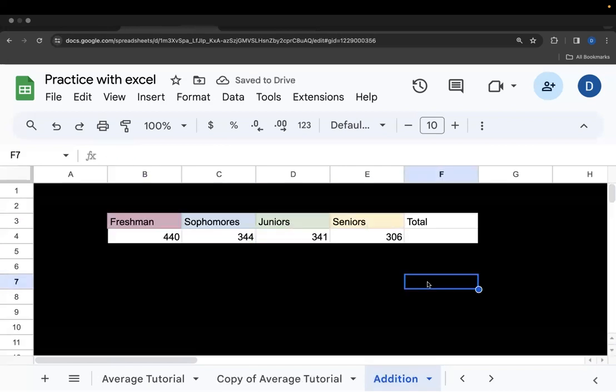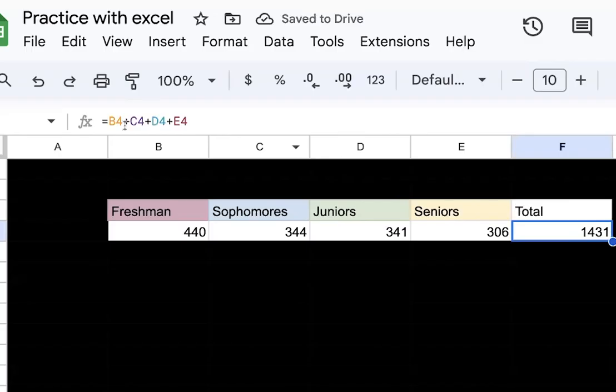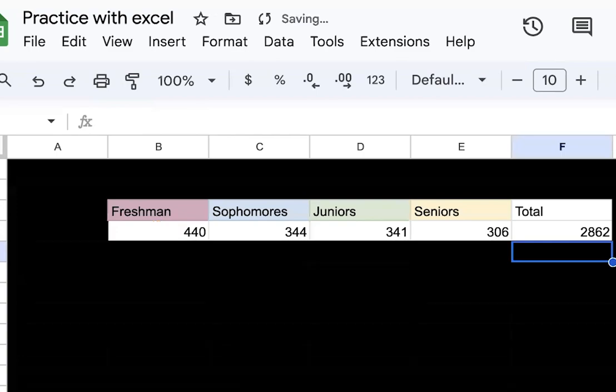These skills are very helpful when you move on to larger data sets. So if I wanted to find the total number of students at this school, I would have to go to the total, and I can either type in 440 plus 344 plus 341 plus 306. Or I could refer to each cell, like B4 plus C4 plus D4 plus E4. If I wanted to multiply this cell by 2, I can use parentheses like I would in a math class and then multiply by 2. This school doubled in size.